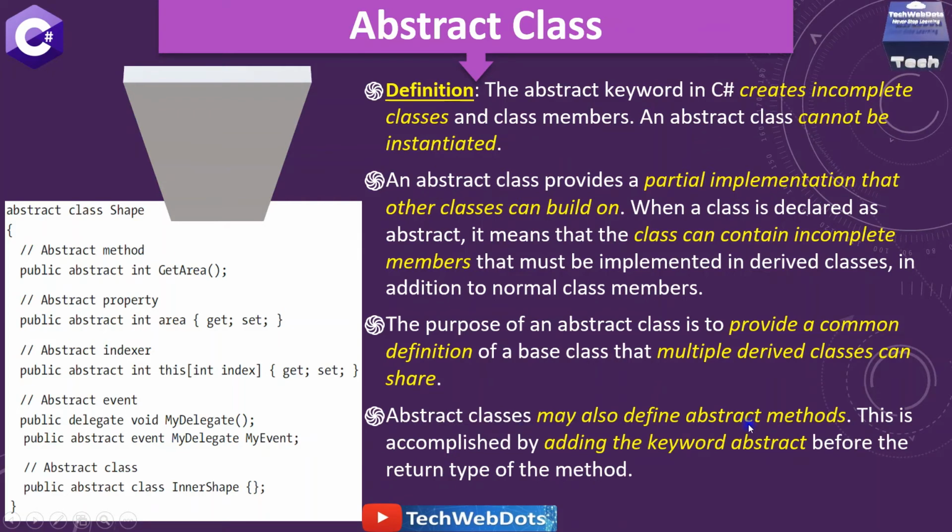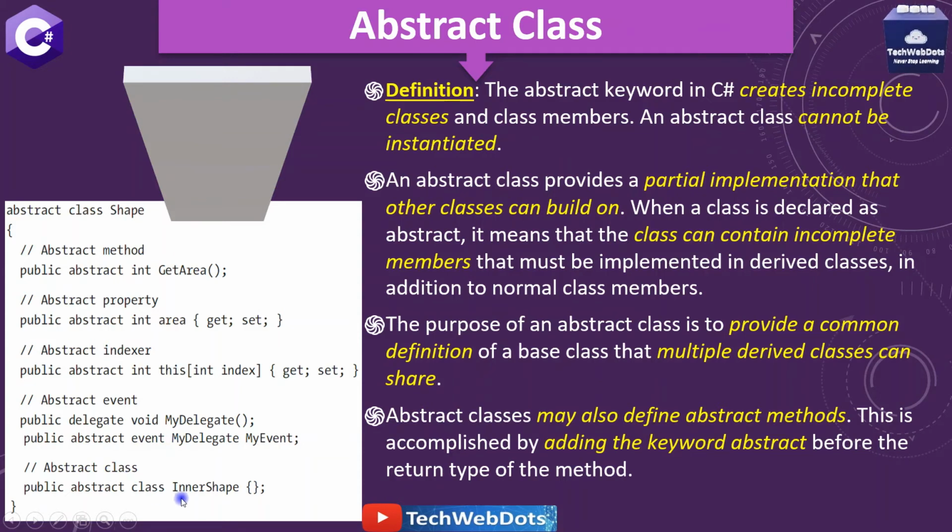Abstract classes may also define abstract methods. This is accomplished by adding the keyword abstract before the return type of the method. As you can see here, we are specifying an abstract class, and in the next line this is the abstract method, which is get area, and another which is an abstract property. Everything is the same, only the abstract keyword is added, and we can create an abstract indexer and an abstract event. For an event, first we need to create the delegate, then create the delegate type variable that will be called event, and we specify abstract for that as well.